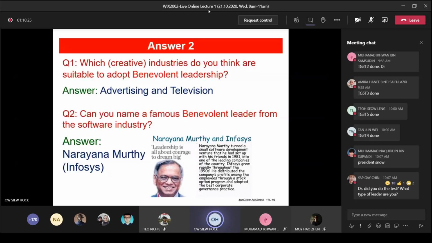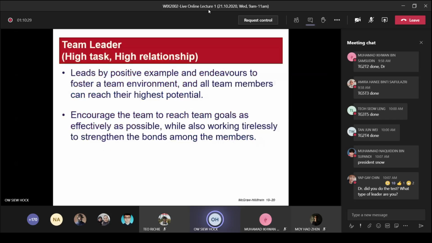If you search, you can find out a lot of detail about this person. Okay. So next is about team leader. So you see the word team. You see, I always use the word team. I don't use the word group. The team means you've got team spirit. It means high task, high relationship.